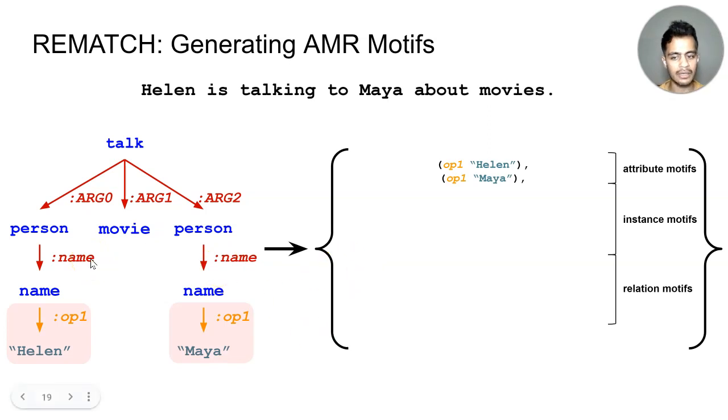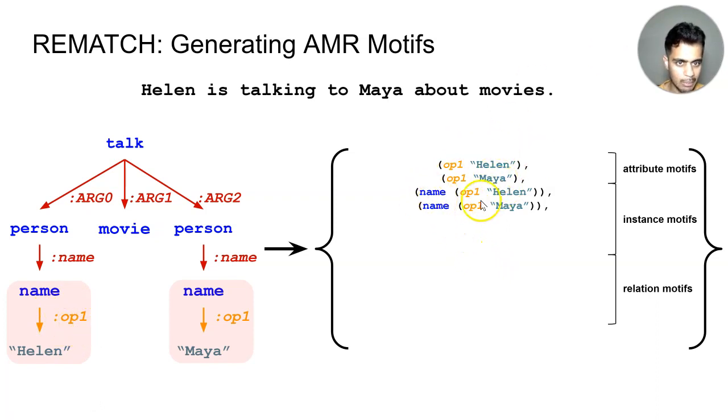So first, we create a motif from the attributes. An attribute motif is nothing but a tuple of the attribute edge label and the constant node. So in this case, we have op1 Helen and op1 Maya. Next, we have the instance motif. This is a nested motif, so it combines two things. It first starts off with the instance label. In this case, we have name. And then if there is an attribute linked to that instance, then we also include the attribute motif generated before in the previous step. So name includes op1 Maya and name op1 Helen.